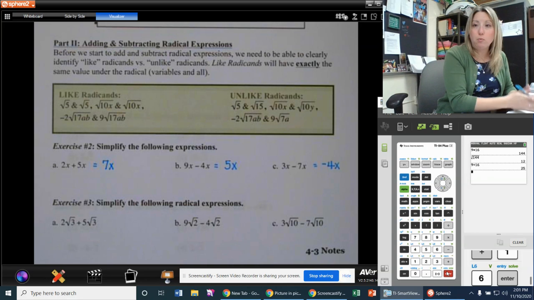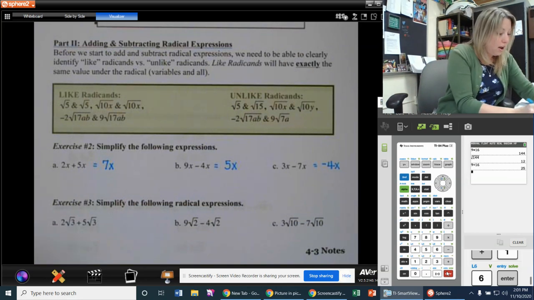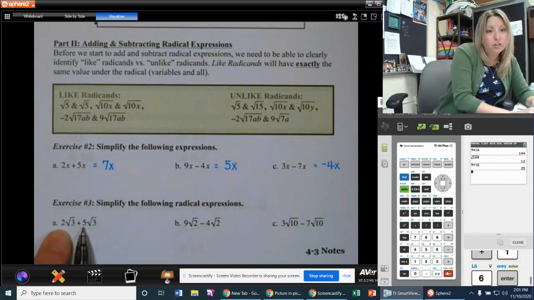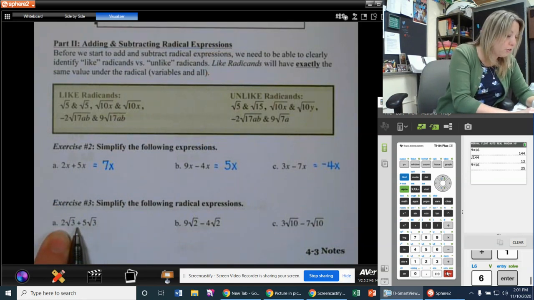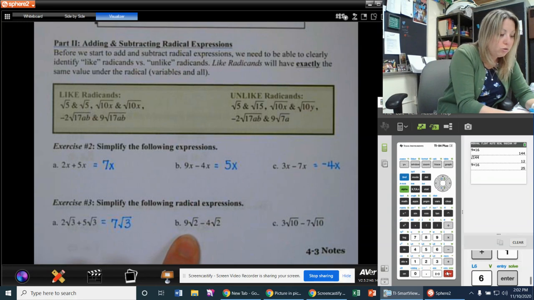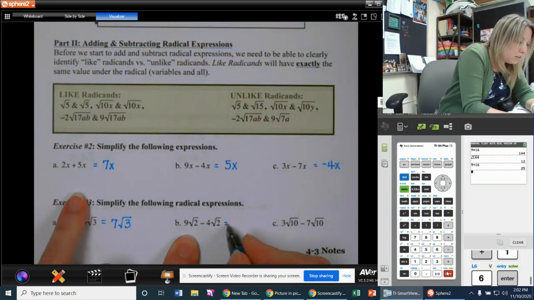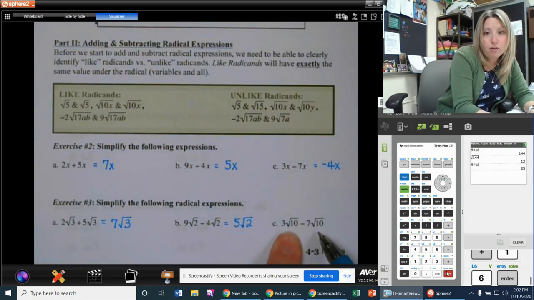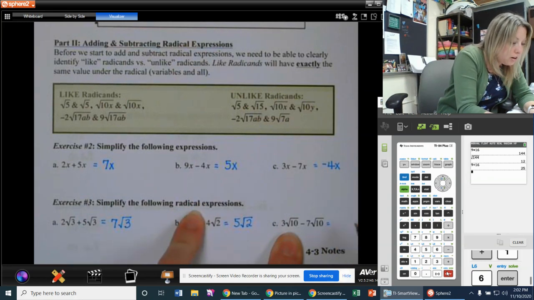It goes that way with like radicands as well. As long as their numbers under the radical are the same, their coefficients can add up. So 2 radical 3's plus 5 radical 3's is 7 radical 3's. 9 radical 2's minus 4 radical 2's, same radicand, is 5 radical 2's, 9 minus 4. 3 radical 10's minus 7 radical 10's, same radicand, subtract their coefficients. 3 minus 7 is negative 4 radical 10.